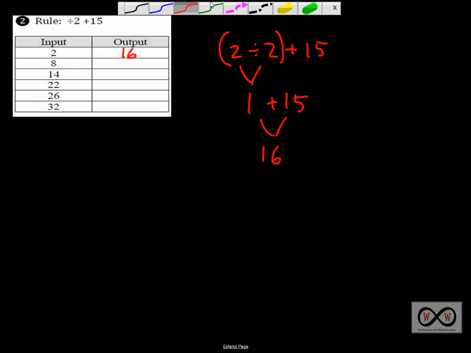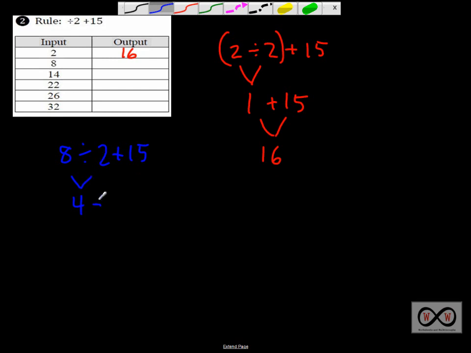Next up we have 8 that we're going to input into our function machine. We'll take 8, apply the rule of divide by 2, add 15, see what we get. 8 divided by 2, let's see, and you could think to yourself, okay, 2 times what equals 8? 2 times 4 equals 8. So 8 divided by 2 equals 4.